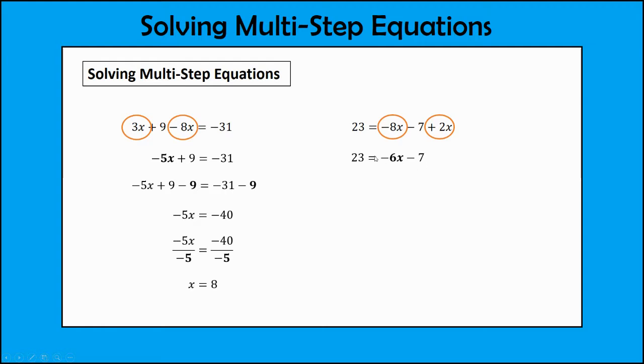Now that I've combined like terms and simplified it, I want to isolate my variable term, which is the -6x. So I've got to make this 0. I'm going to add 7 to both sides. -7 plus 7 is 0. And over here, we're going to get 30 equals -6x. Now the coefficient on x, I want to make that become a 1. So to do that, I'm going to divide each side by -6. -6 divided by -6 is +1. And I got x equals -5.